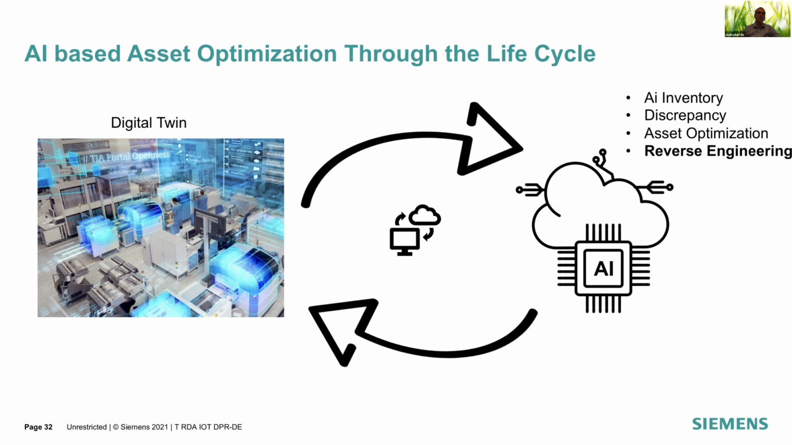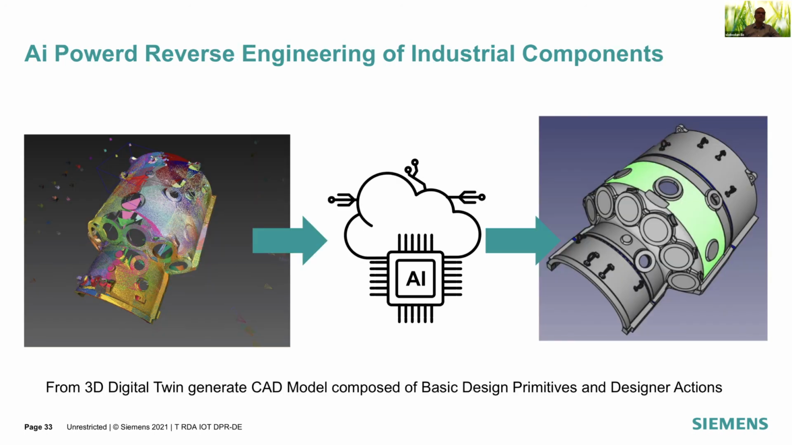Some of the use cases I've shown, inventory discrepancy check and asset optimization, are already on the way. However, one critical thing which we are currently looking at is reverse engineering, and this is something not so many people have done. We can do the 3D reconstruction of the assets, but for some models we don't have any CAD models. We can perform the 3D reconstruction of some old turbine, but we don't know how it is built.